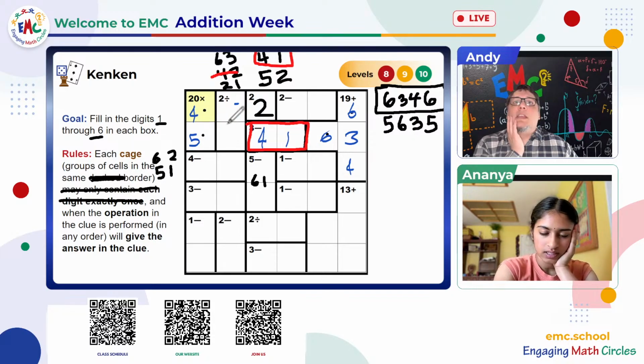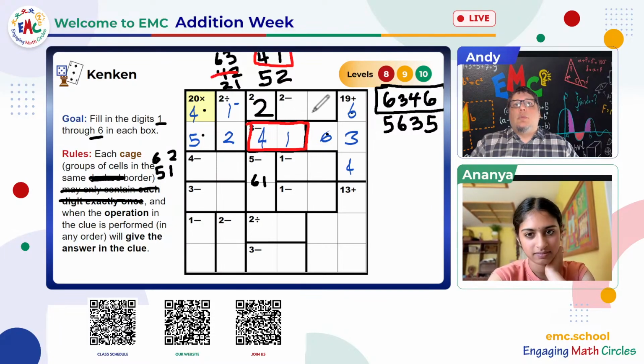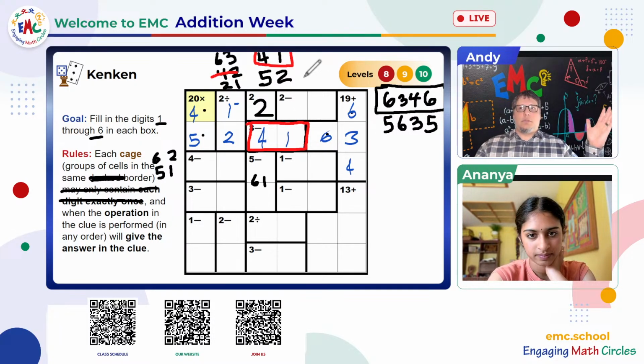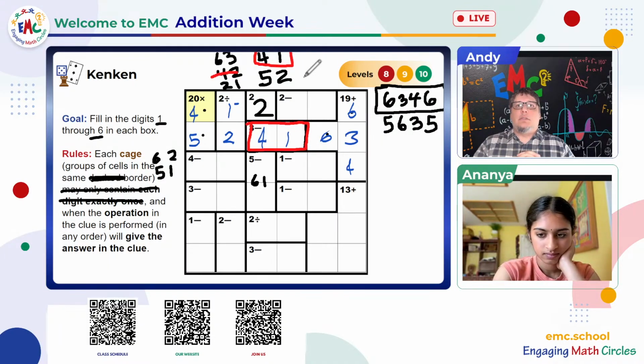And then, because there's 4s already, we can't have 4-2. We can have 2-1 or 6-3, but it can't be 6-3 because we already have 2 6s. So it's 2-1. And we check what's left. We've got 5-3. Do we know anything yet? Not yet.